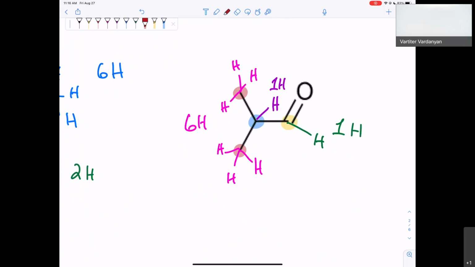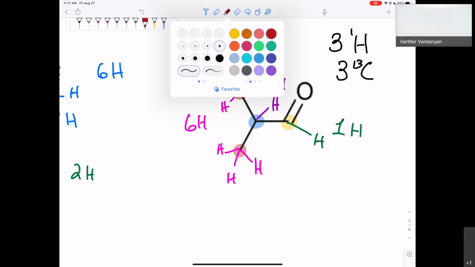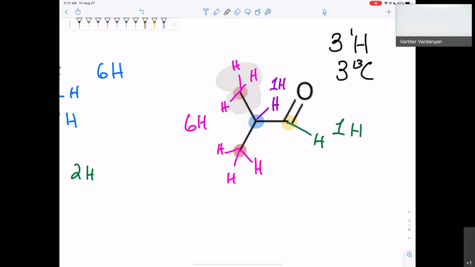So how many total hydrogen signals do we have? 3. How many carbon signals? 3. Cool. It does, and it has internal symmetry. So I will highlight that. That's really ugly, but I'm not going to rewrite it.